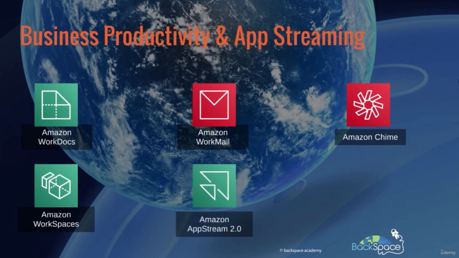Amazon AppStream is a fully managed, secure application streaming service that allows you to stream desktop applications from AWS to an HTML5 compatible web browser. This is great for users who want access to their applications from anywhere.